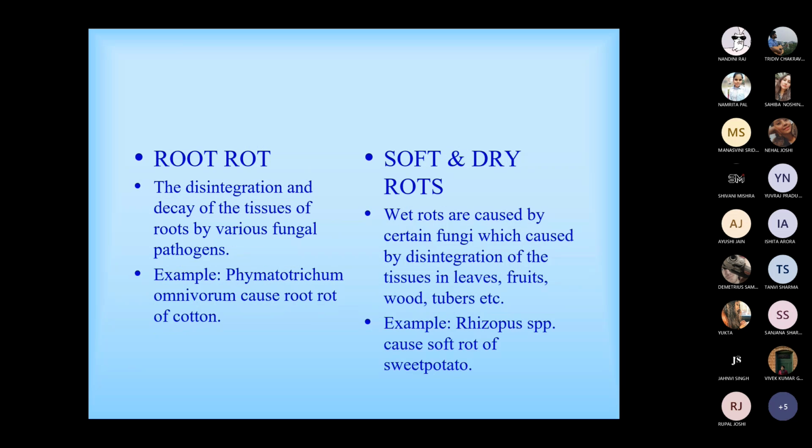Then we have root rot, the disintegration and decay of the tissues of the roots by various fungal pathogens. Then soft and dry rots. Wet rots are caused by certain fungi which cause disintegration of tissues in the leaves, or there are sometimes dry rots which are caused by fungi. That means the tissues are not wet, rather they become dry.